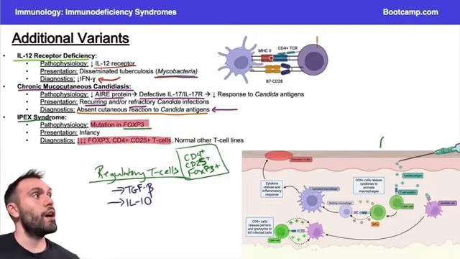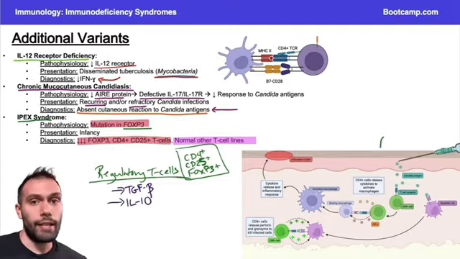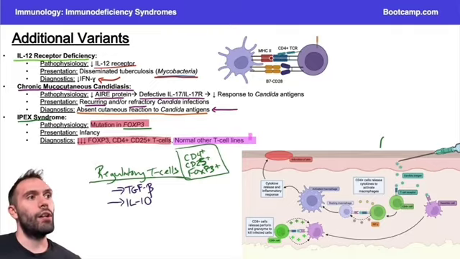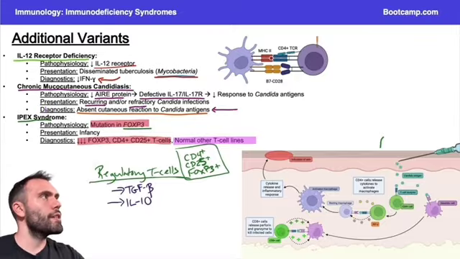The point here is other T cell lines should be intact. So if I did a candidal antigen test on a patient that has IPEX syndrome, we would expect to see an induration because other cell lines are intact. It's the regulatory T cells that are affected. What is the presentation like in IPEX syndrome?